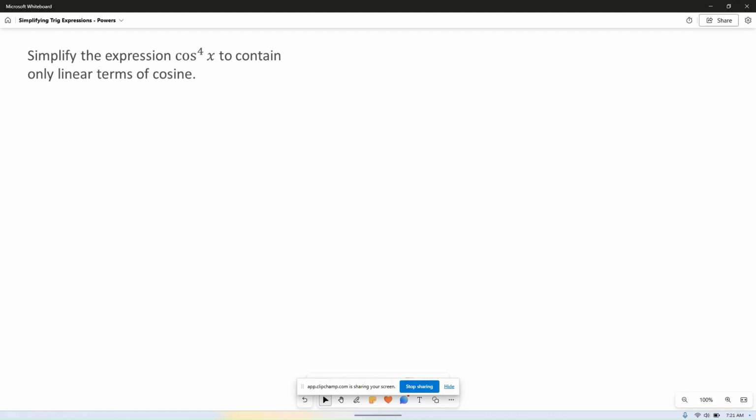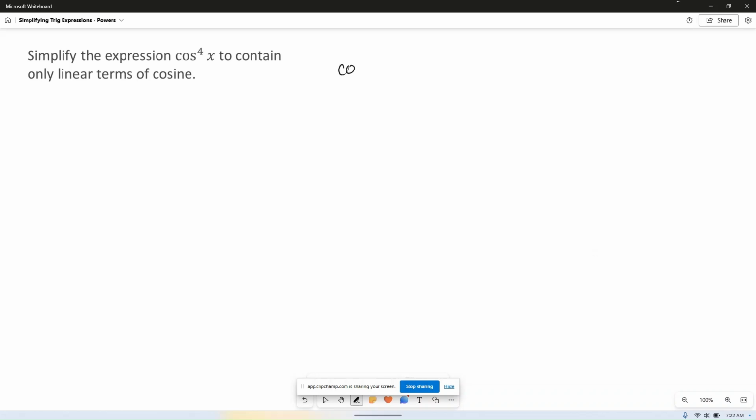And it's okay if we have multiple cosine terms. It's okay if the inside, so what we're taking the cosine of, is not just x. We just want to get rid of all the exponents, all the powers. Okay, so just real quick to review what our power reducing formula is for cosine.